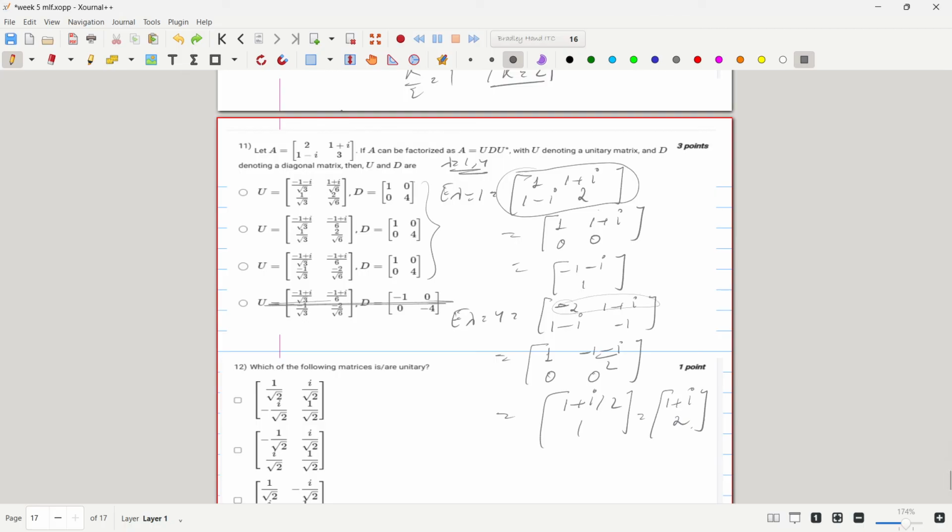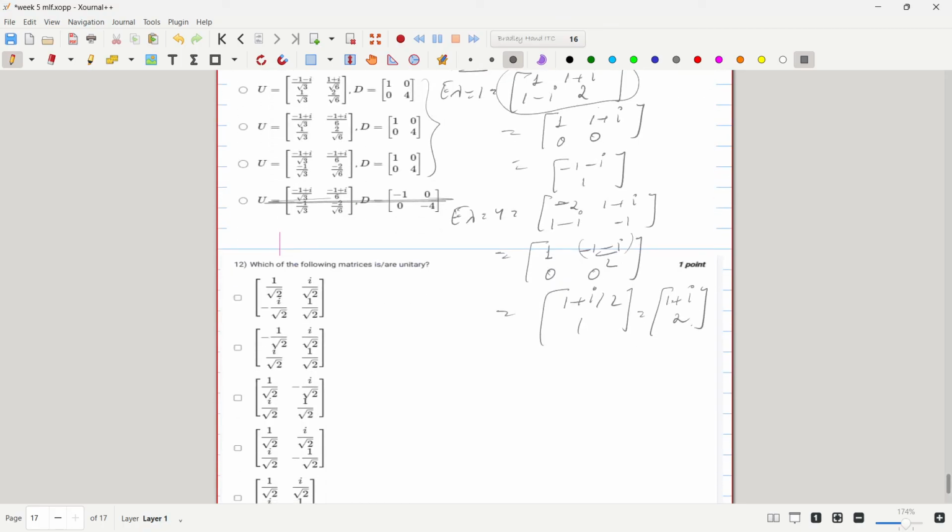Make this as 1. So if you divide the first row with minus 2, this will be 1, minus 1 minus iota by 2, 0 and 0. Then again multiply this imaginary part with minus 1. So this will be 1 plus iota by 2 and 1. So if you multiply again with 2, this will be 1 plus iota and 2.